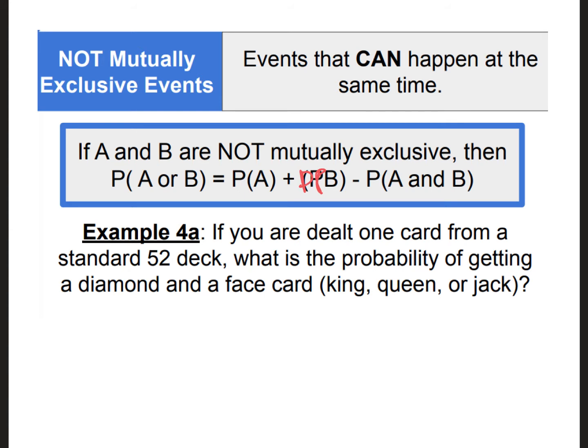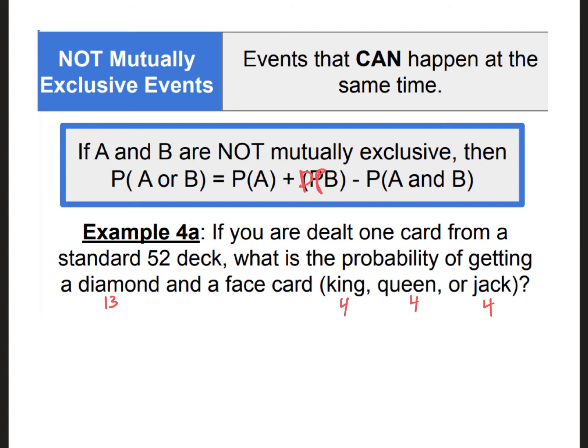For example, for A, it says, if you are dealt one card from a standard 52 deck, what is the probability of getting a diamond and a face card? Again, your face cards are a king, queen, or a jack. Well, I know that in my deck, I have 13 diamonds, I have 4 kings, 4 queens, and 4 jacks. So that'll be helpful to us in our problem.